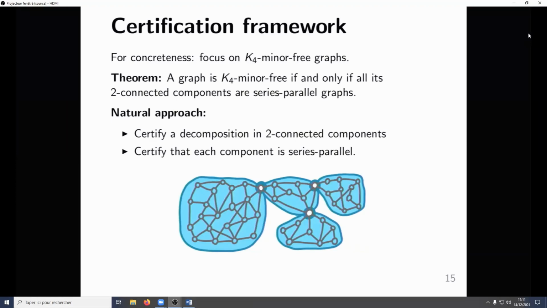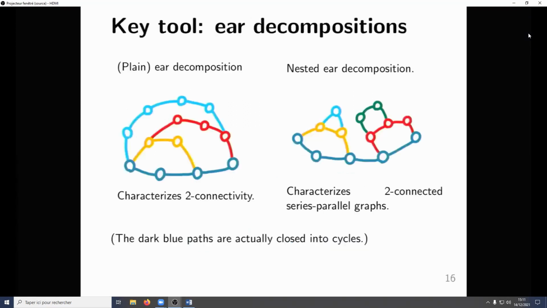And what is a series parallel graph? I will not define it in detail, but let's say that it is this kind of thing that looks like an electric circuit, where you can take an electric circuit, another one, and then either plug them in series or in parallel. And the key tool we use is something that is called ear decomposition. So that's a funny name, but the tool is really useful.